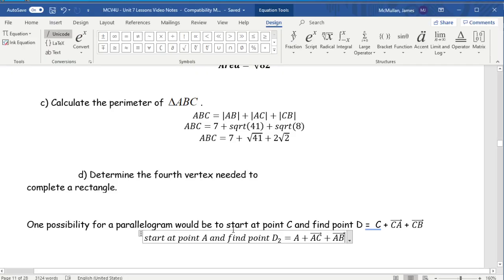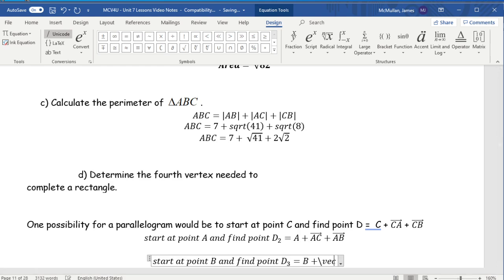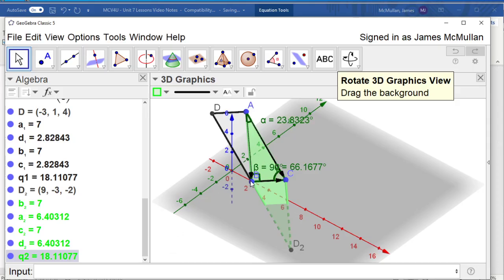What would be the means of getting there, right? So start at point B and find point D3, which would be B plus vector BA plus vector BC. Okay? And what would that do? I would start at point B, add vector BA gets me up here, add vector BC gets me right here, which is exactly where I need to be.